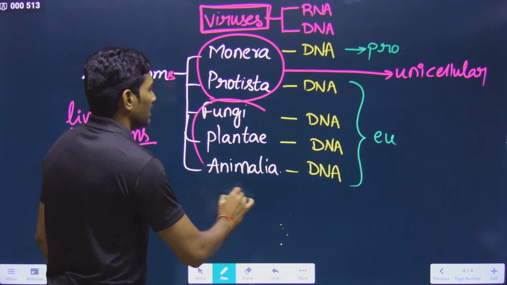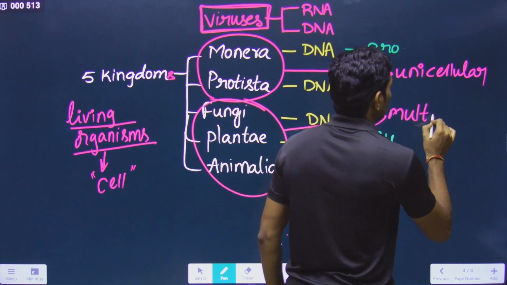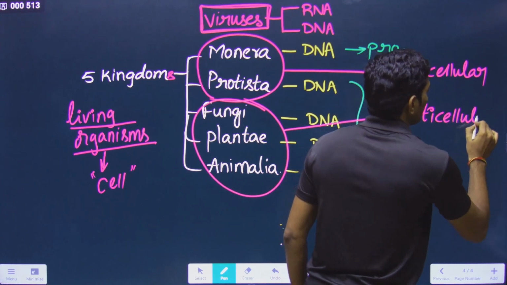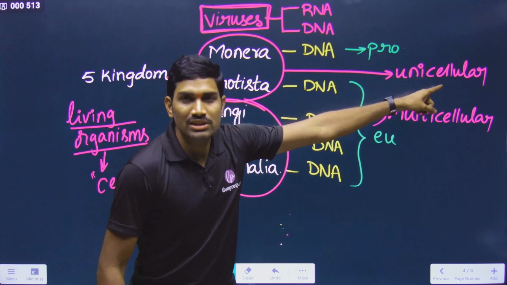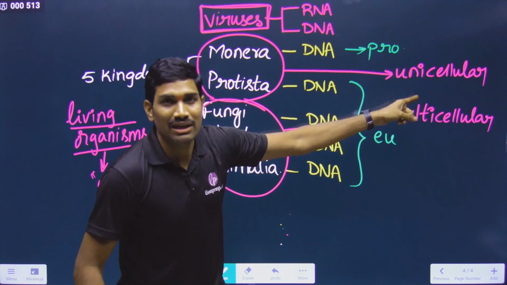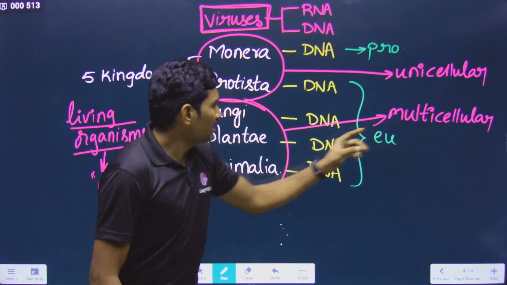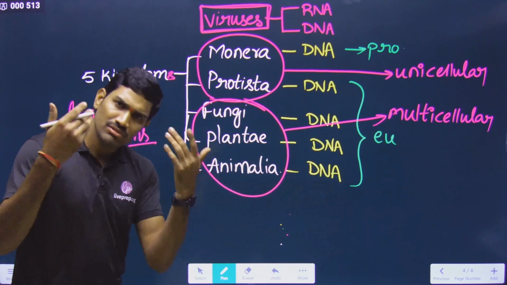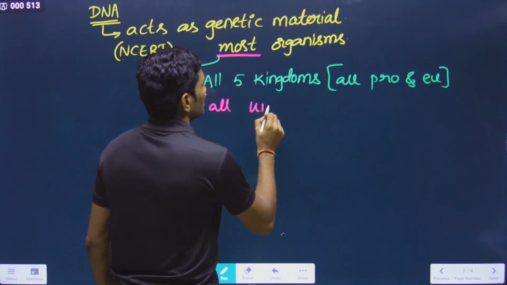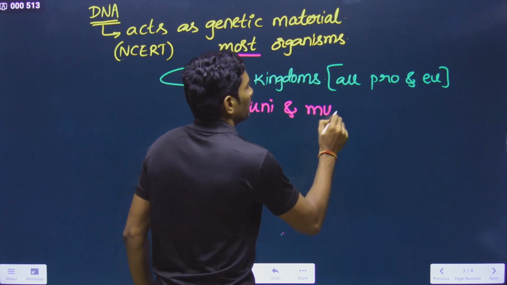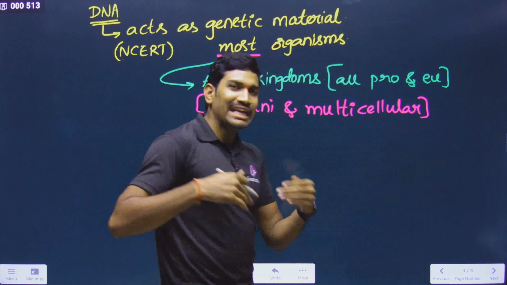Then what about fungi, plant and animalia? So overall if you see, these are multicellular. These are multicellular organisms. Yes or no? So in this way 2 groups. Now tell me, listen to the sentence carefully. All unicellular organisms have DNA as genetic material. True or false? Yes, it is true. All multicellular organisms have DNA as genetic material. Yes or no? That is also true. So you can write like this: all unicellular and multicellular organisms. In any way you can write this.